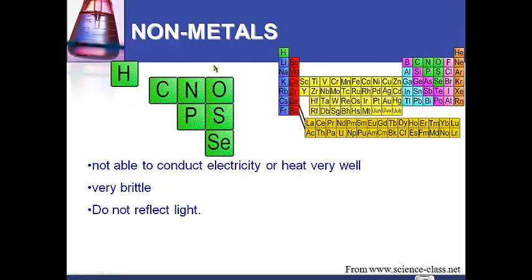Next one, finally we get into the non-metals. So these green ones are non-metals, and notice hydrogen is over here by itself, but it's still green. It's a non-metal. They cannot conduct electricity or heat very well or at all. They're very brittle, and they do not reflect light at all. Okay, so these are the non-metals.